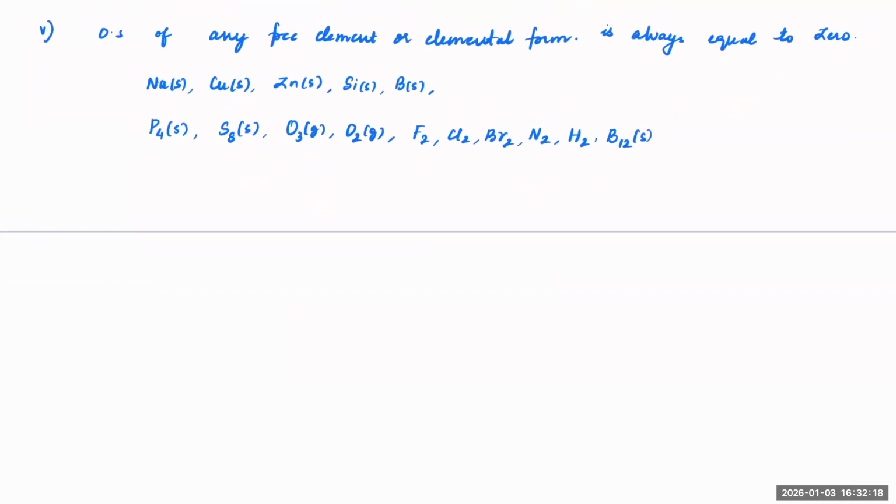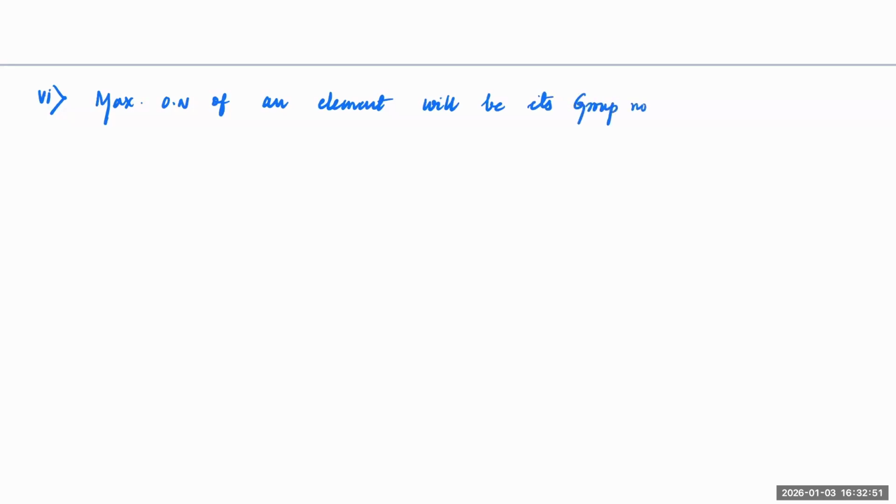Right, next. See the sixth one here. The maximum oxidation number of an element will be its group number in the periodic table.